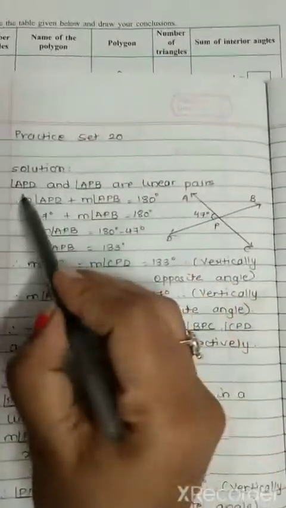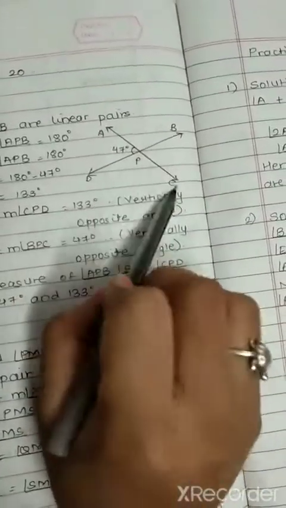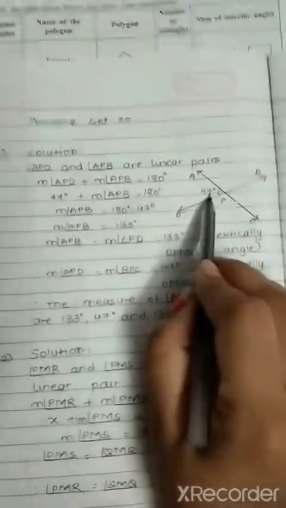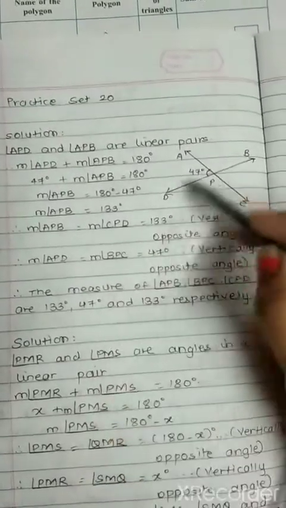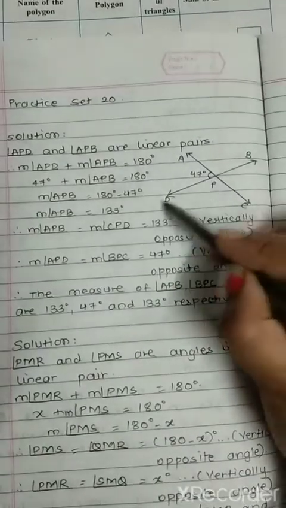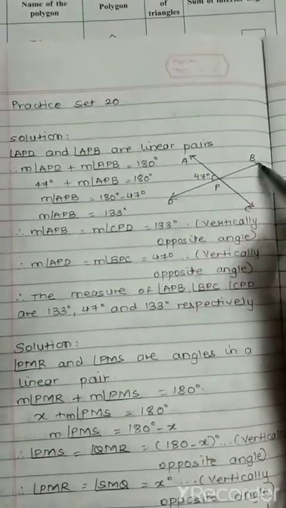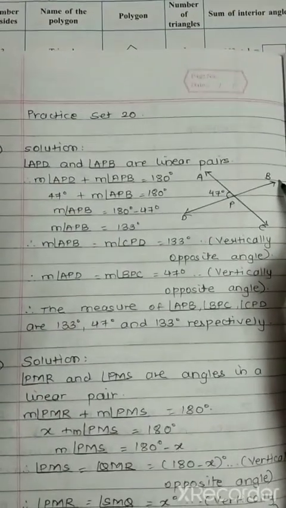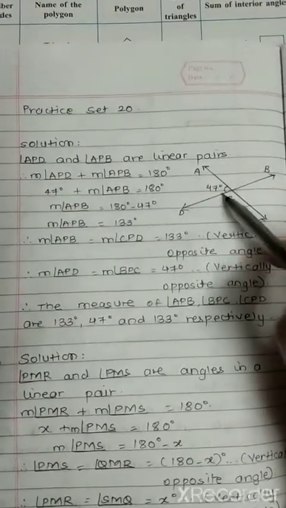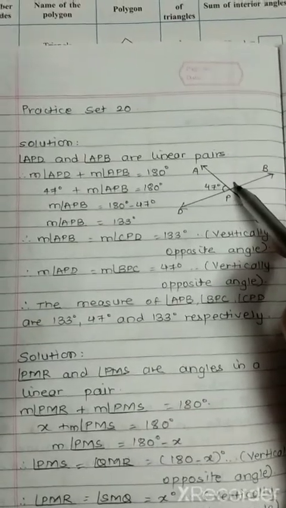So we are given AC and BD intersect each other. So we have drawn the same. Measure of APD is 47. We can see APD and APB are in a linear pair, or a single line. The angles formed are in a single line. So according to the property of linear pairs, the addition of these two angles is 180 degrees.